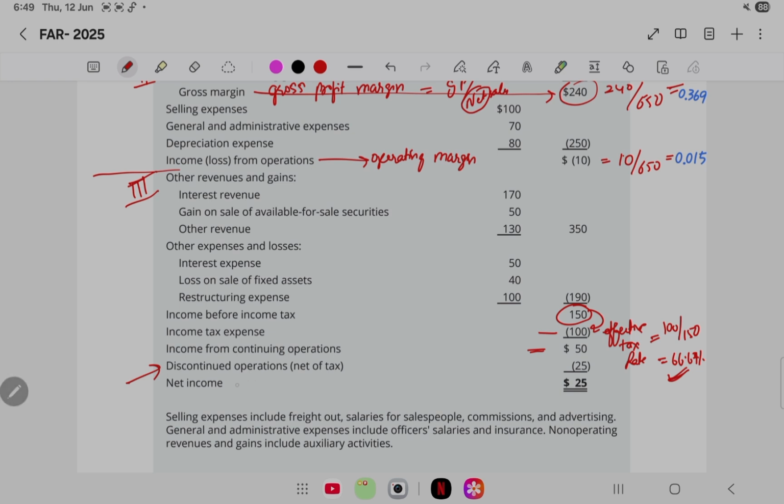Now comes the 25 net income. So what is the profit margin? It is 25 upon 650. That comes out as, it is not 200, something is wrong.